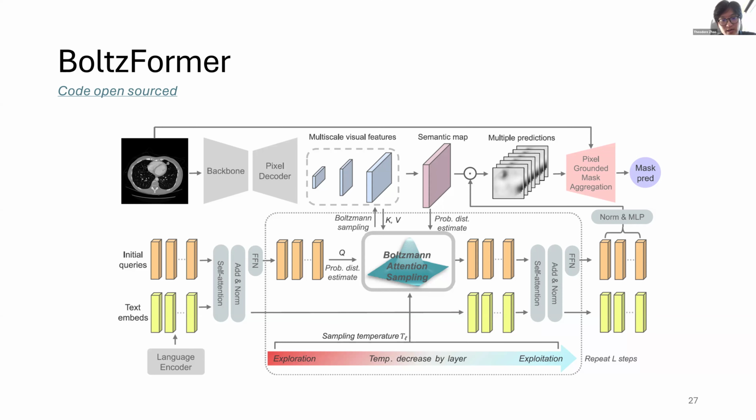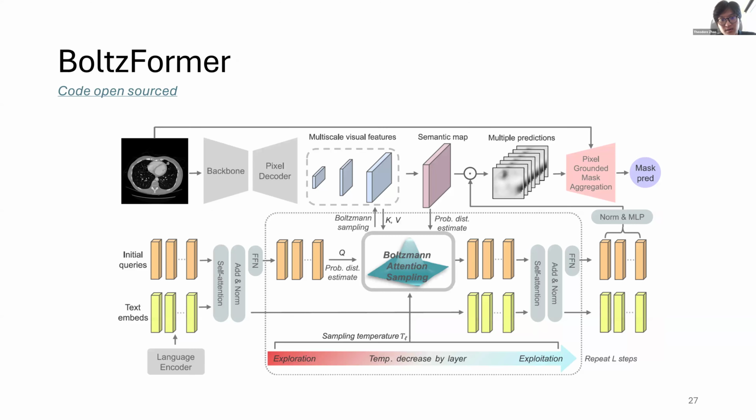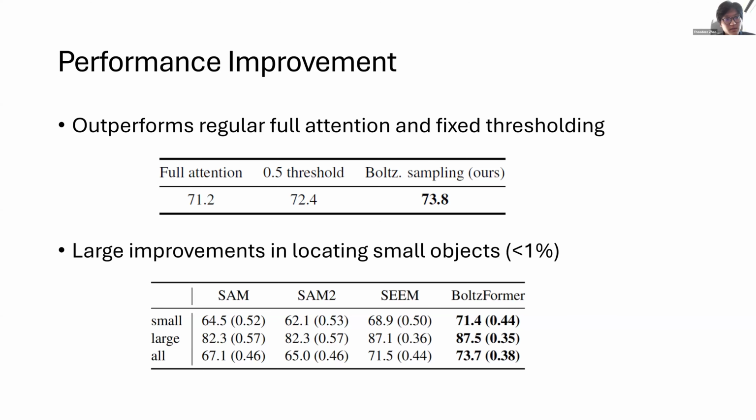We should just exploit those parts of the image. That's shown in these layer 8 sampling cases. In the end, it can help the model learn how to focus on those small areas. And here are some performance improvements outlined.